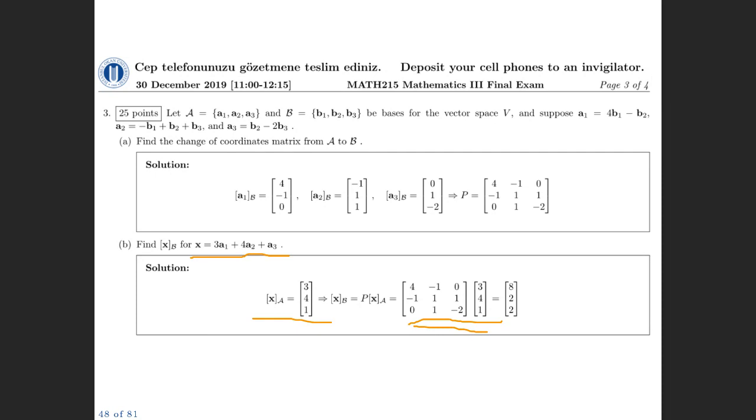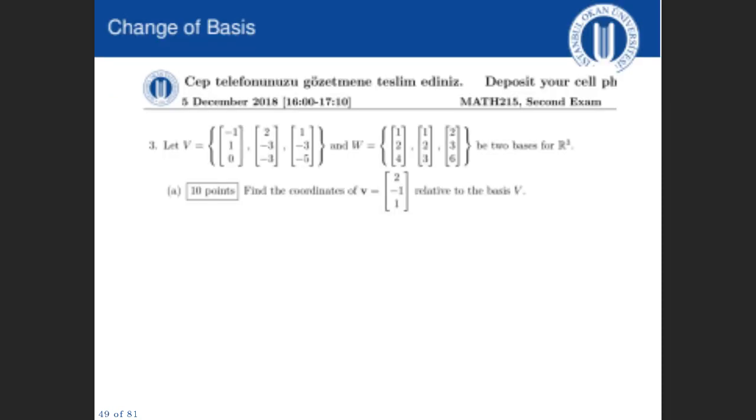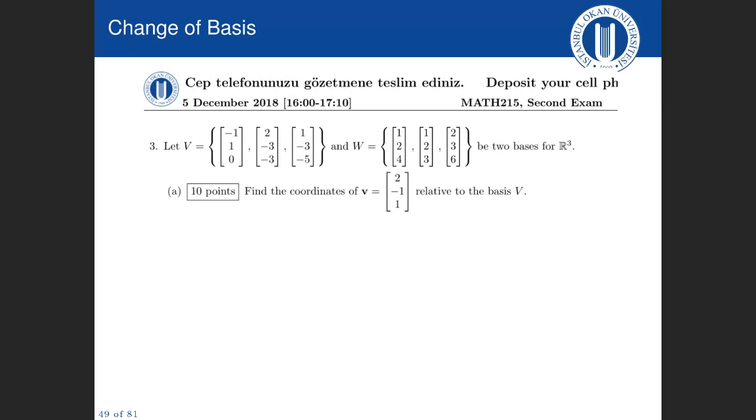Let's look at another exam. This is the second midterm exam from the 5th of December 2018. And this is a different type of change of coordinates question. This time we have two bases, call them V and W, and this time we're not told how they're related, but we're told they're vectors.